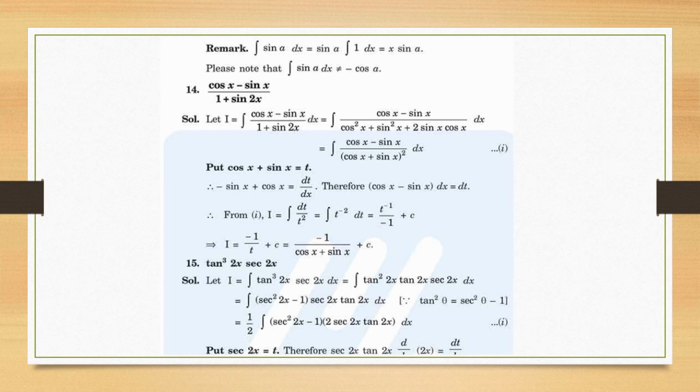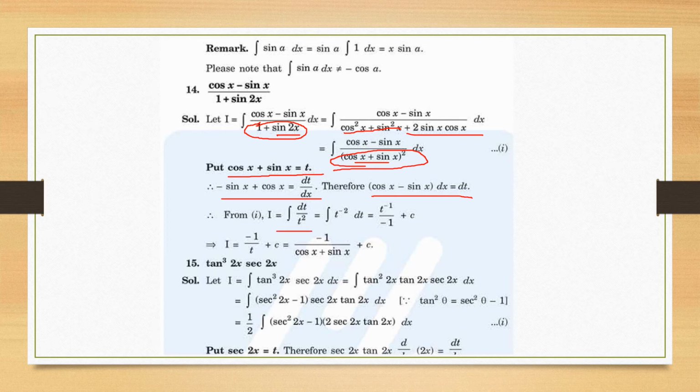Now (cos x minus sin x) upon (1 plus sin 2x). For this, you should remember how to open it. We have to open 1 as cos square x plus sin square x, and this is 2 sin x cos x, so that the denominator becomes (cos x plus sin x) whole square. Now this numerator is the derivative of this, so put cos x plus sin x equal to t, so that (cos x minus sin x) dx equals dt, so it becomes dt upon t square.